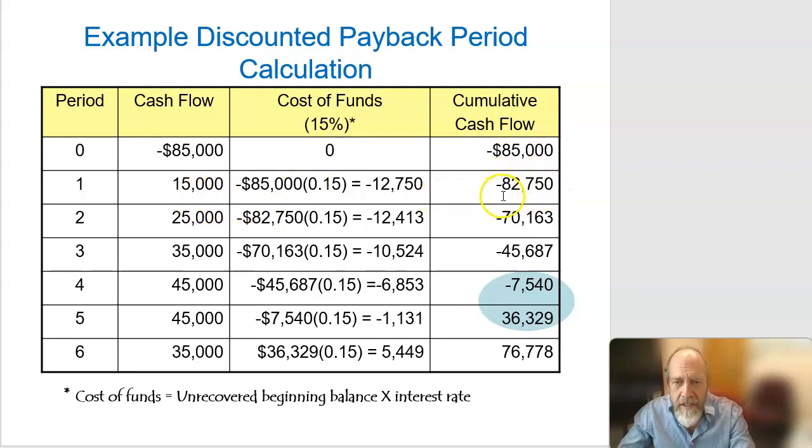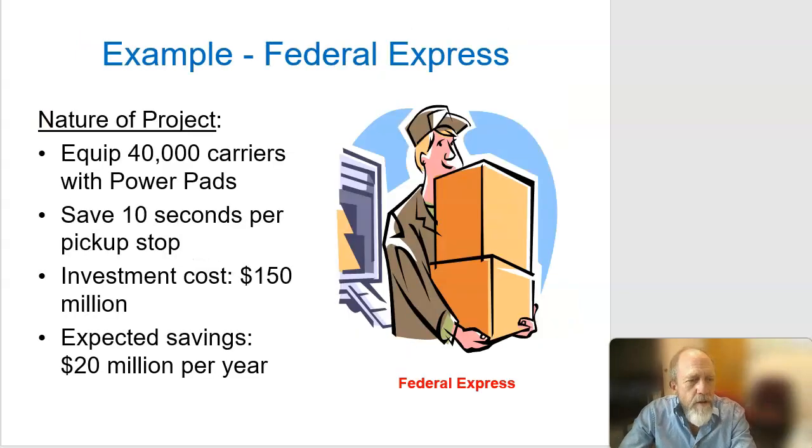Now note that I had to take this value. This is the amount that's actually in the cumulative; essentially the cost of that money is this money right here from the year before, and we just bring it down, and eventually we come back to a positive number. Looking at another way to do this, let's take an example of Federal Express.